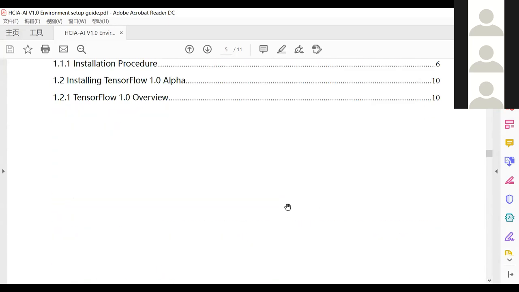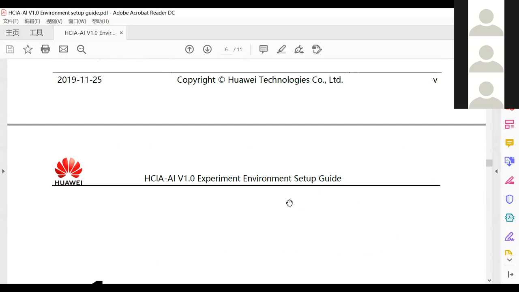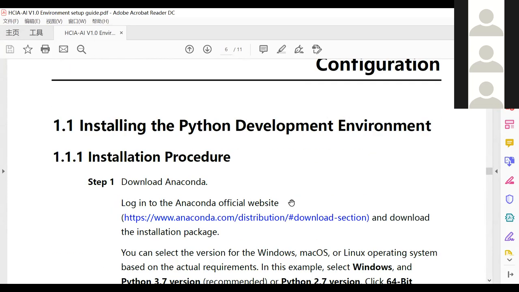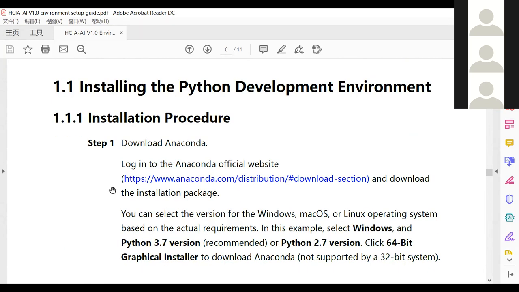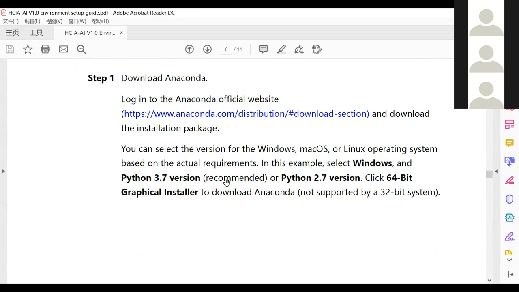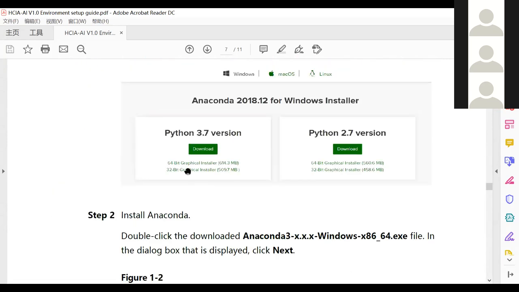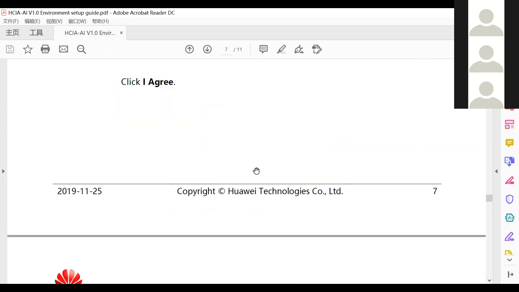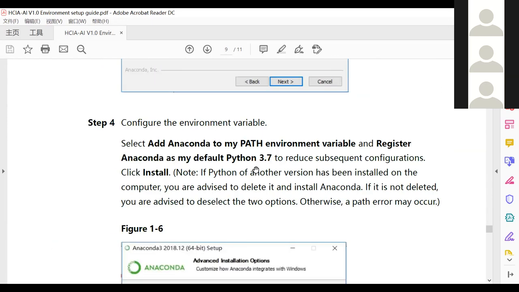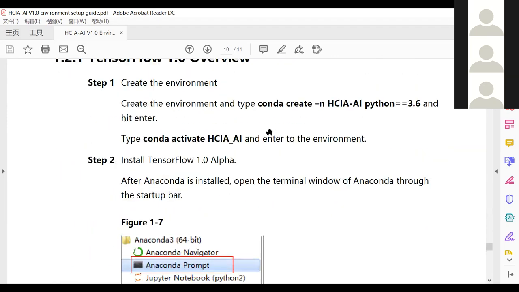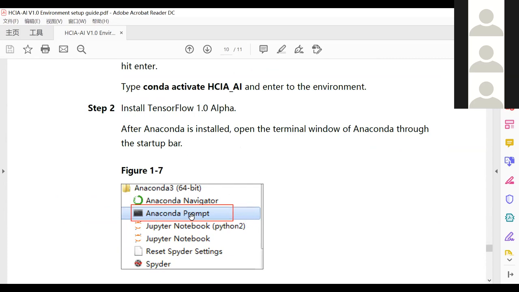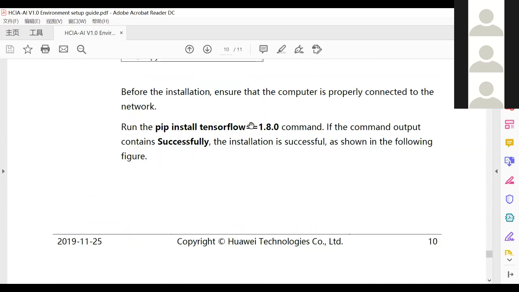We use Anaconda. Anaconda is a very large distribution, and you can also install Miniconda, a much smaller distribution compared to Anaconda. So you can download Anaconda and install the Python 3.7 version. And then to install TensorFlow, you need to open the Anaconda prompt and use the command pip install tensorflow==, and here is the version of TensorFlow.